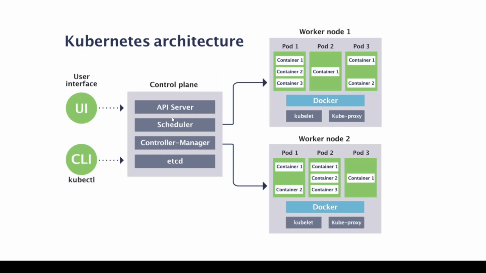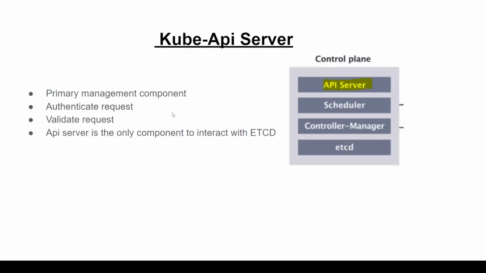So we will start with API server. What is the API server? Kube API server is the main component of our master server, and whenever a user sends a request to Kube API server, first it will authenticate and validate that request, and it will check the permissions for the particular user. It is the primary management component of the control plane, and only the API server component will interact with etcd.